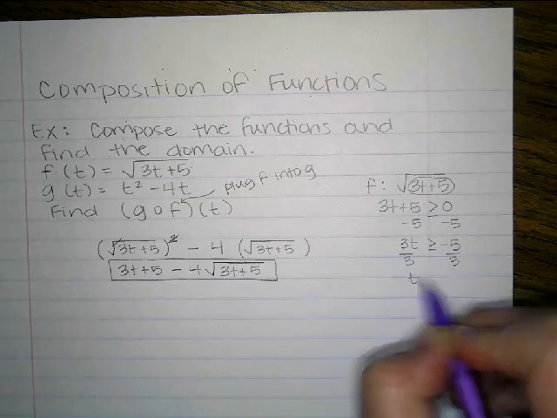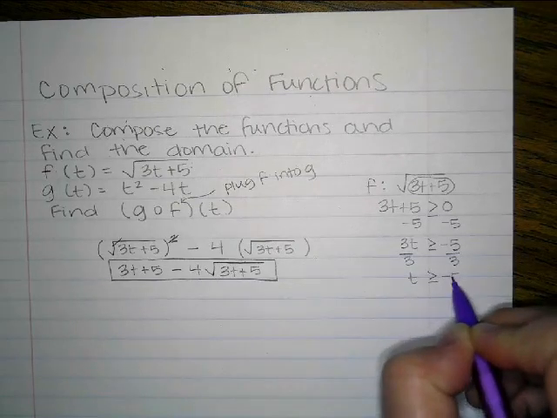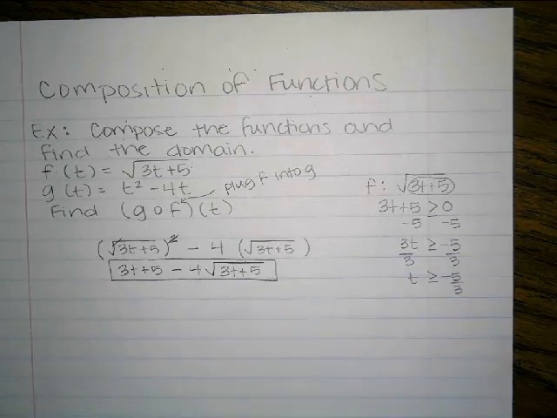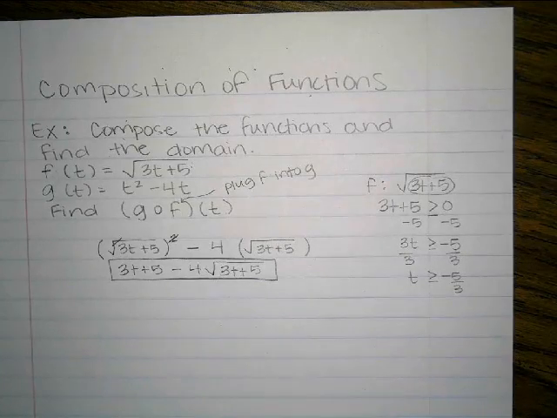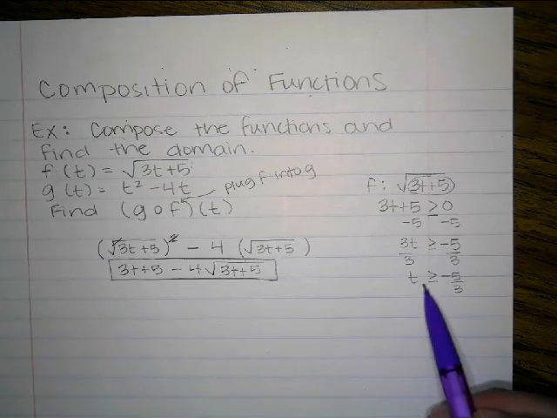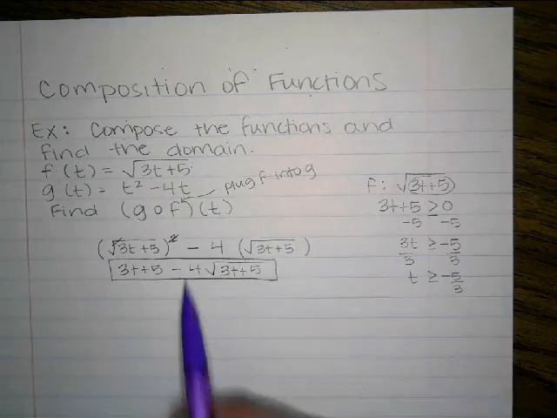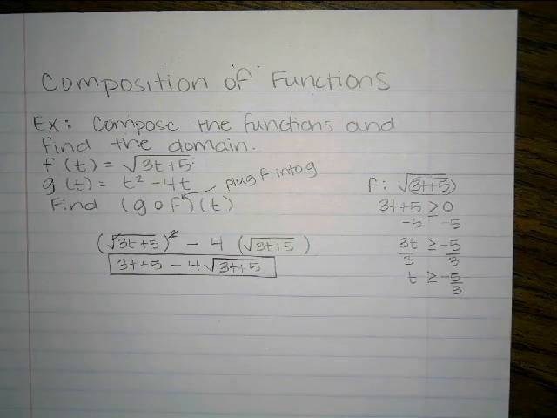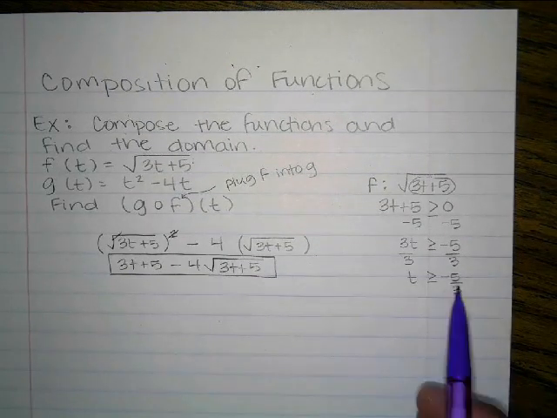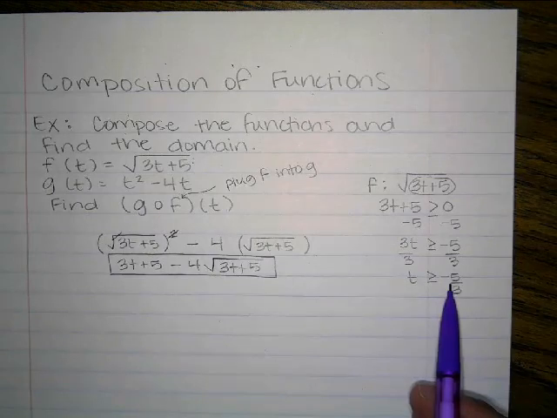So t is greater than or equal to negative 5/3. So my domain walking into the problem, before I even got started, I knew that my domain would at least be t is greater than or equal to negative 5/3. I might get to this and say I should limit it even more, but it can't be less limited than that. Does that make sense? I have to limit it at least that much.